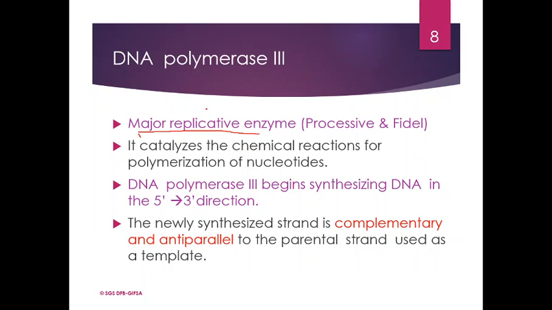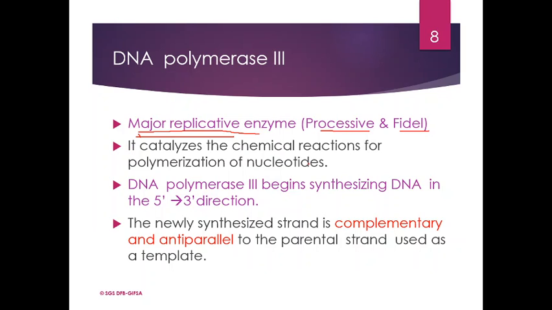So why is DNA polymerase III regarded as the major replicative enzyme and not the others? Because of two reasons. DNA polymerase III is a processive enzyme. It is very fast. It adds around 1000 nucleotides per second, and it is also processive, meaning once the enzyme binds to the DNA, it completes a long stretch of DNA replication before getting dissociated.